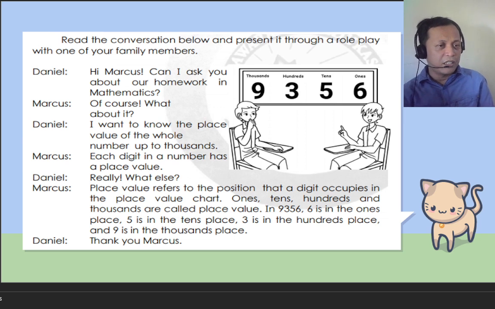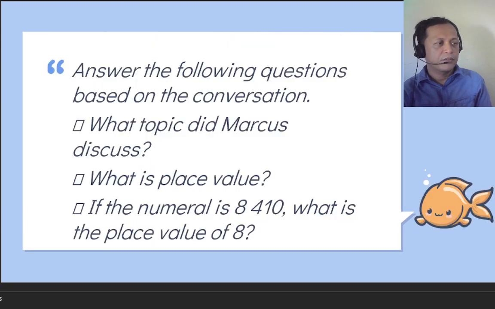Now it's your turn to read the role play silently. Please do so, and please take note about the information or the important details around the role play. Now, if you are done reading, let us proceed with our activity, question and answer about that passage.